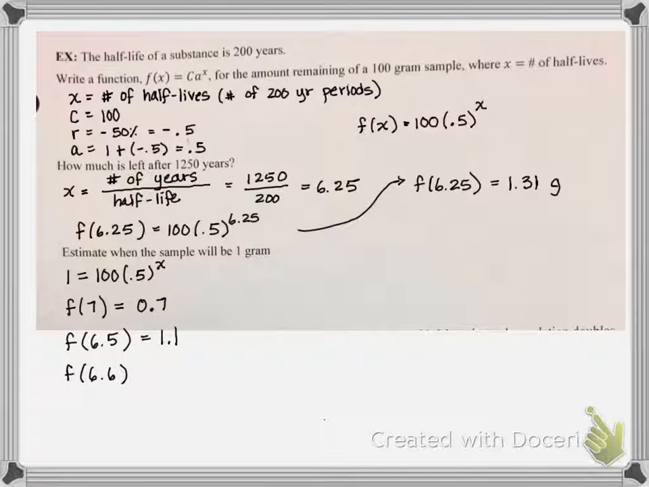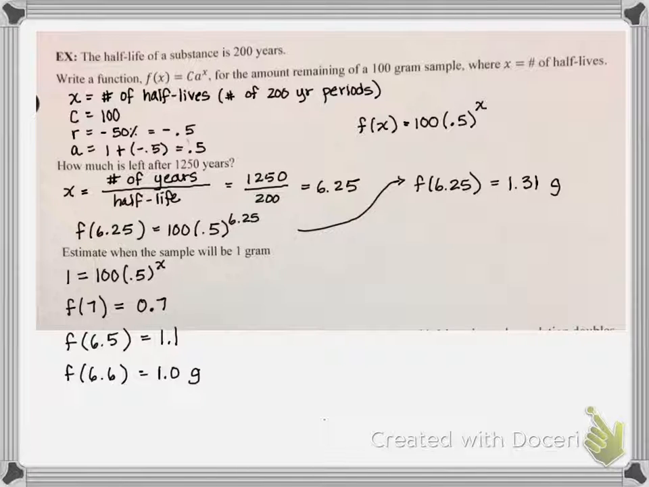So remember, we have to keep going up because the amount is going down. If we're too high, if the amount of substance is too much, then we need to increase our time. So 6.6 should give us, it rounds to 1.0. It's 1.03, I think, grams. So what is that 6.6? What did I just find out? Yeah, that it takes 6.6 half-lives.